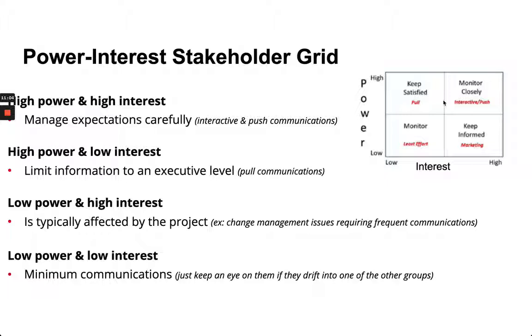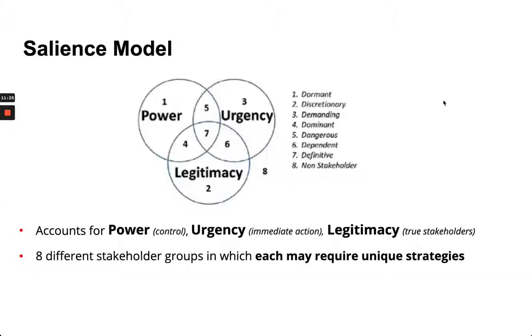And then lastly, low power, low interest. Maybe you could here minimize your communications. Just keep them informed so that they feel part of the team, so to speak. The power, interest, stakeholder grid.